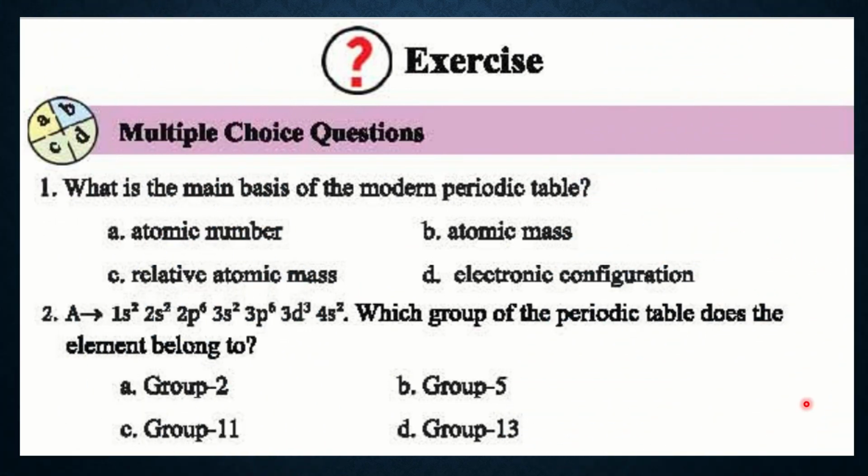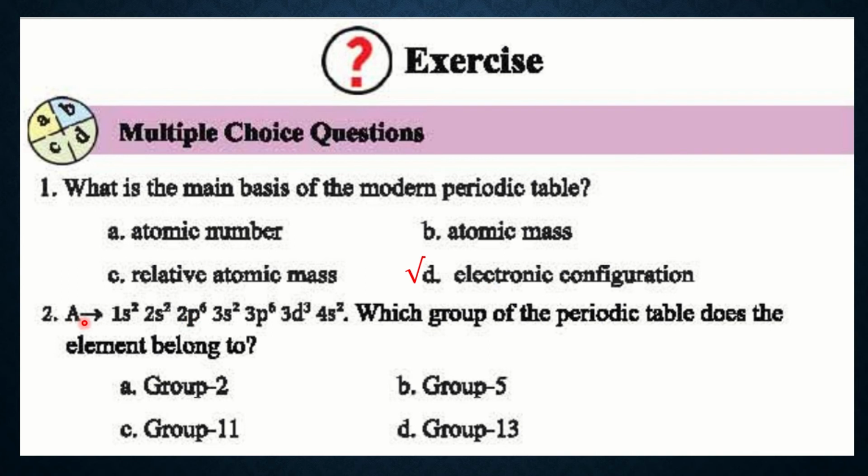At first, multiple choice questions. Question number 1: what is the main basis of the modern periodic table? You know, the main basis of the modern periodic table is electronic configuration, or it may be atomic number also, but there is the more correct option, electronic configuration. So the correct answer will be electronic configuration. If this option is not present there, then atomic number will be the correct answer. So it will be electronic configuration.